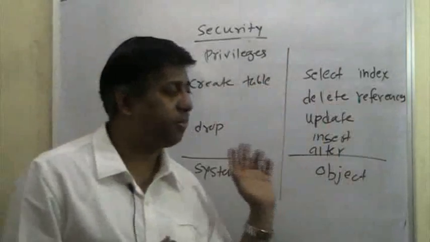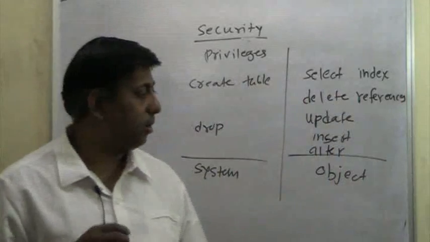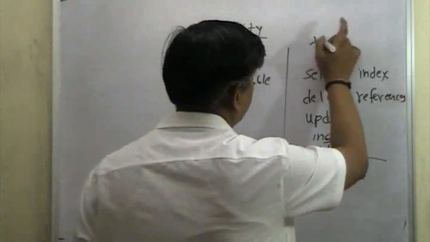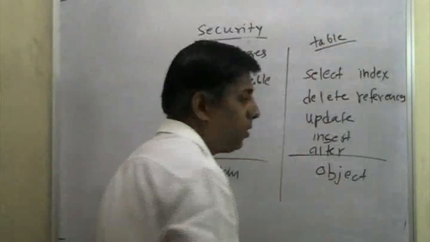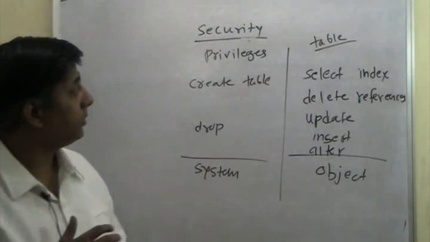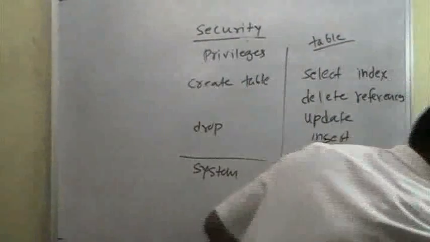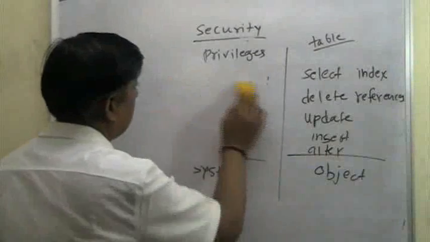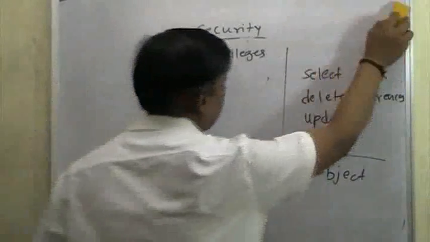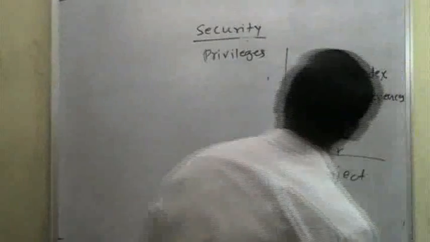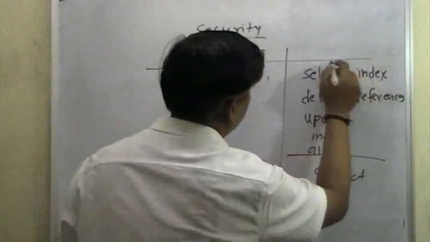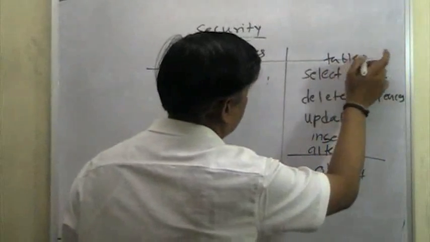So these are all object privileges for a table. Now object privileges for views. Let us just talk about the objects now. These are all the object level privileges at the table level. These are only tables. Now views.